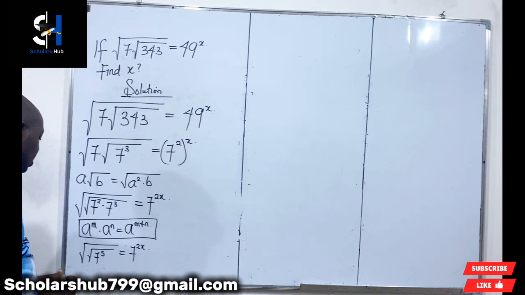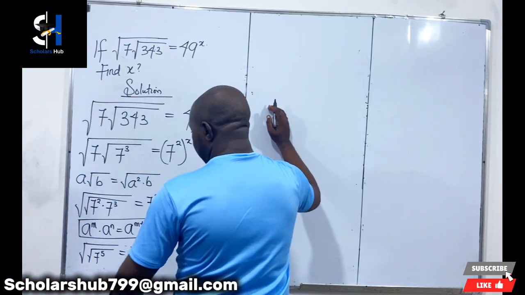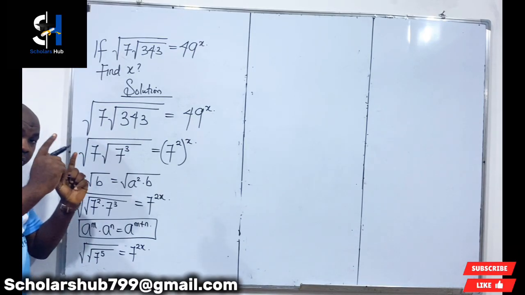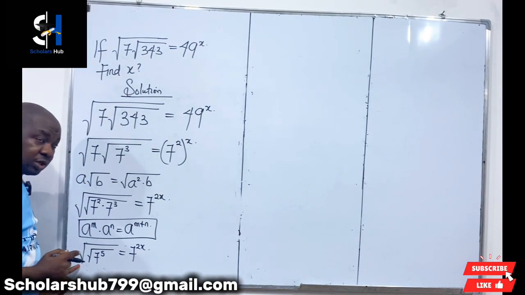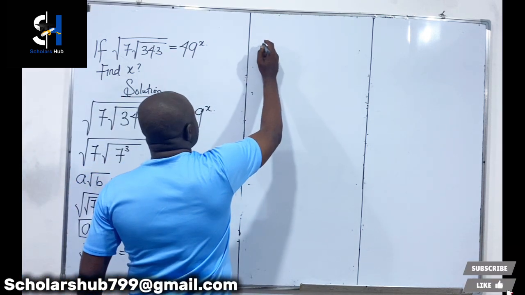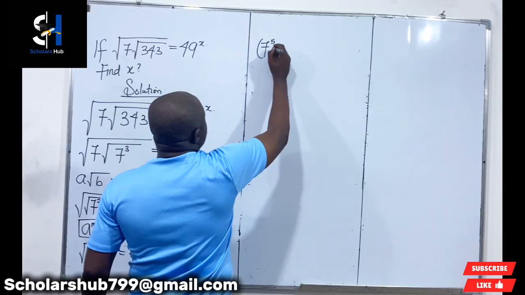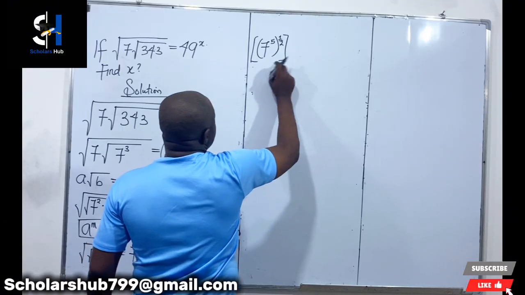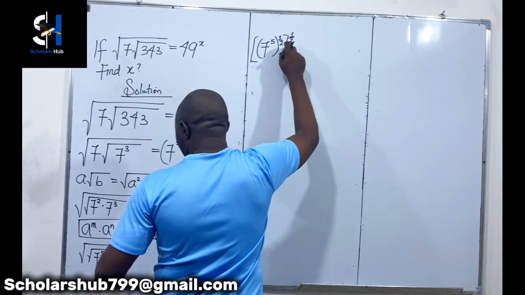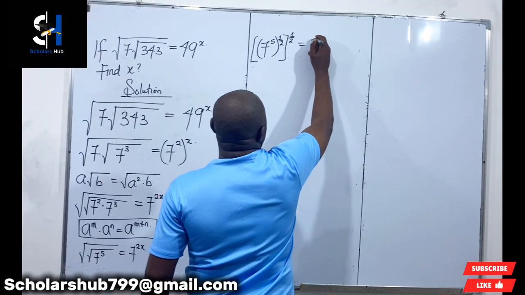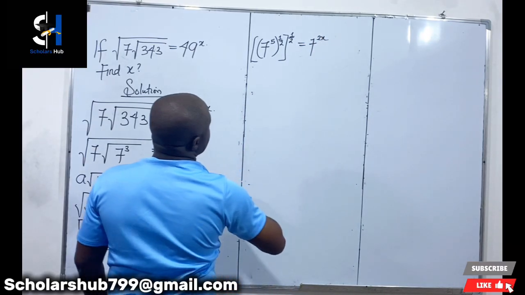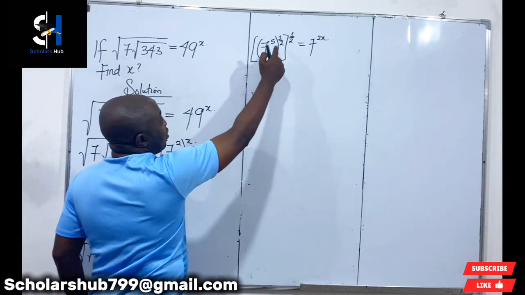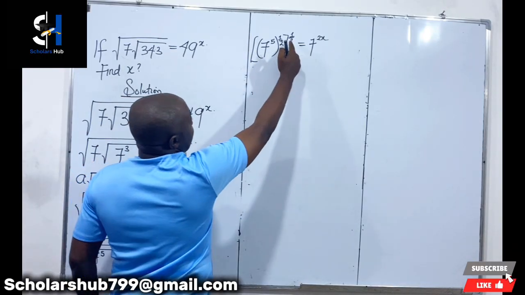Now, in this case, what I'll do from here is change this square root to power 1 over 2, and I'll do the same thing with the other square root, so that I'm going to have 7 raised to the power of 5, then raised to the 1 half, open a square bracket, then raised to the power of 1 over 2, equals 7 raised to the power of 2x. So I'm going to multiply the powers to remove the square bracket and also the parentheses.